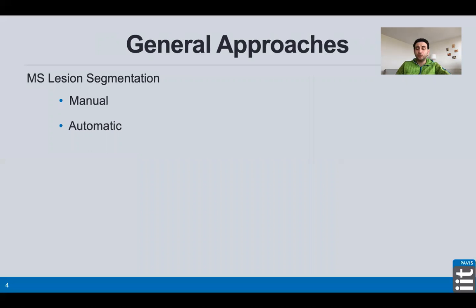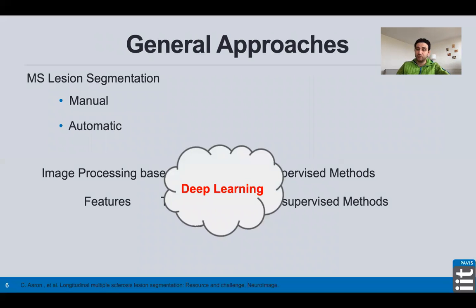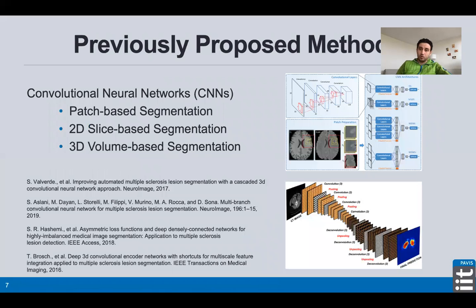So generally, we have 2 different approaches for segmenting MS lesions, manual and automatic methods. Automatic methods can be categorized, with respect to research, into image processing-based approaches, supervised and unsupervised, features, and thresholding methods. However, recently deep learning methods show excellent performance in segmenting these kinds of images. Deep learning-based methods are mainly based on CNNs, convolutional neural networks, which we can categorize into patch-based segmentation, 2D slice-based segmentation, and 3D volume-based segmentation. These are some references related to the recent work that has been done with respect to these 3 approaches.